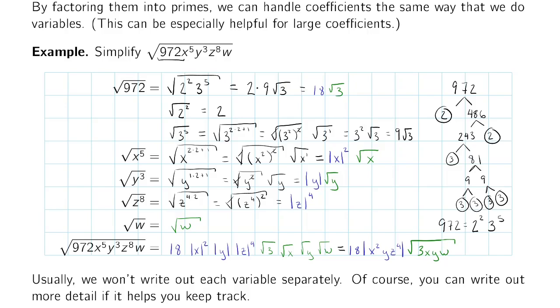So in that example and the previous example, we wrote out what we did with each variable separately. Ordinarily, we aren't going to do that in that much detail. Of course, you're welcome to split them up and write out additional detail if it helps you to keep track. But ultimately, our goal is to be able to do this in a line or two, because this will typically be a step in a much larger problem.